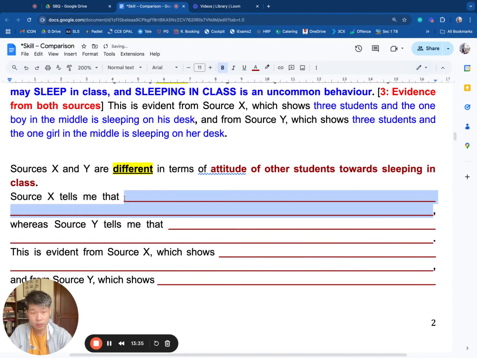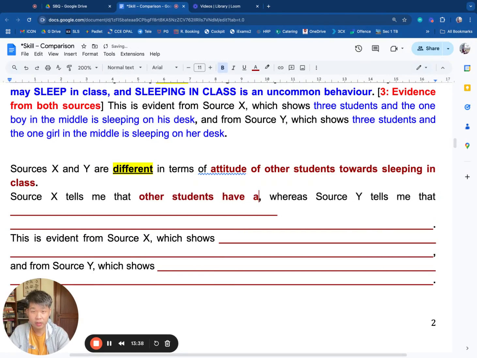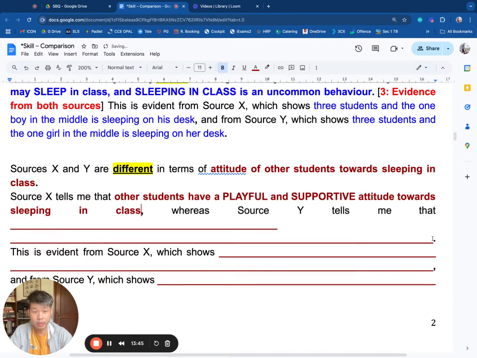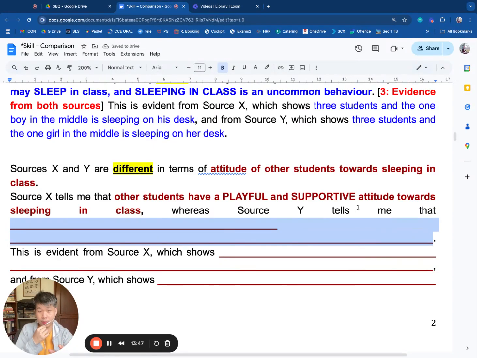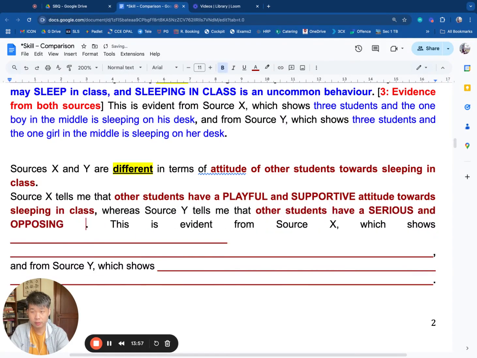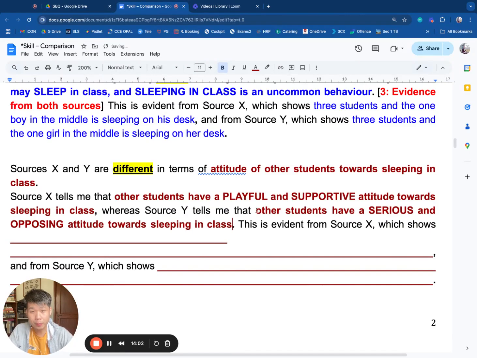Source X tells me that other students have a playful and supportive attitude towards sleeping in class. Whereas source Y tells me that, here perhaps I want to change the words a bit because I think there's a better match. There's a better contrast I can find. Source Y tells me that other students have a serious and opposing attitude towards sleeping in class. Those who are sharper amongst you will realize why I chose to change the words here, because I would like the contrast to come out very nicely.